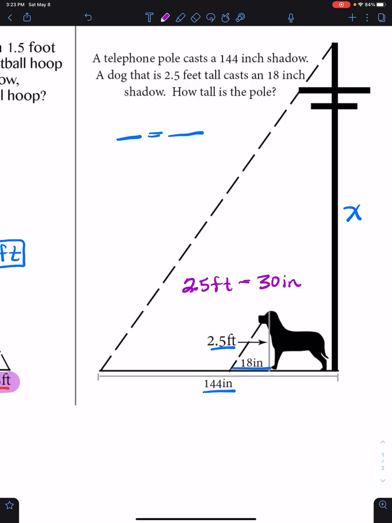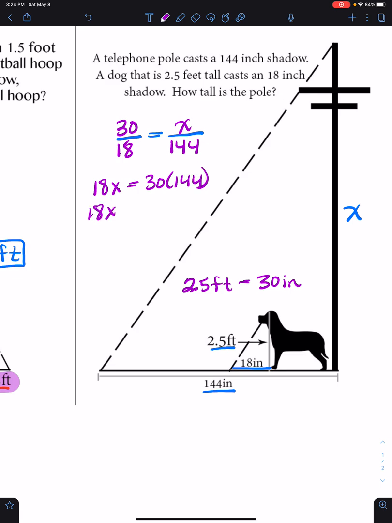So now let's do height over shadow. Let's do the dog first to show you that it doesn't matter which order we put them in. I can put the dog first, or I can put the telephone pole first. But if I'm doing height over shadow, I have to do height over shadow for both of them. So let's do the dog's height of 30 inches over the dog's shadow of 18 inches equals the telephone pole height that we don't know over the telephone pole shadow that we do know. And then I'm going to do cross products. So 18 times x equals 30 times 144.